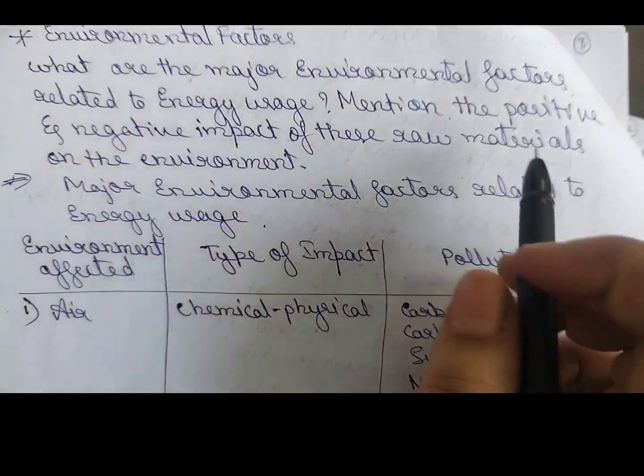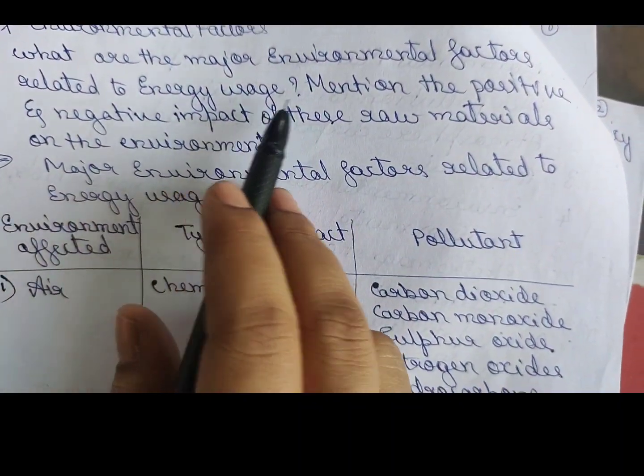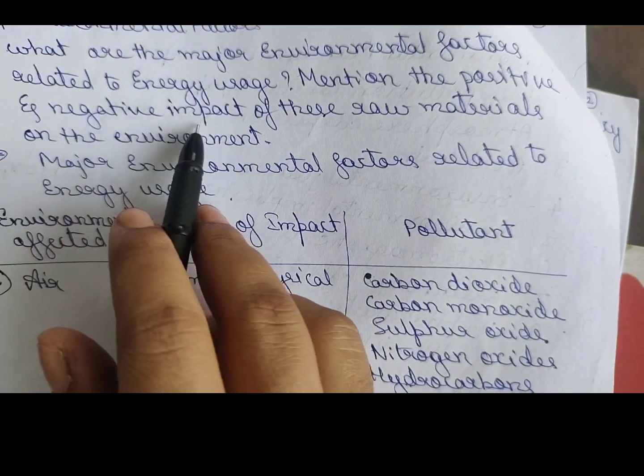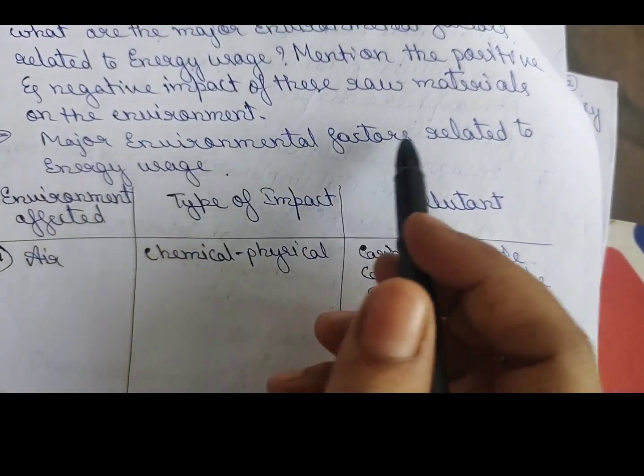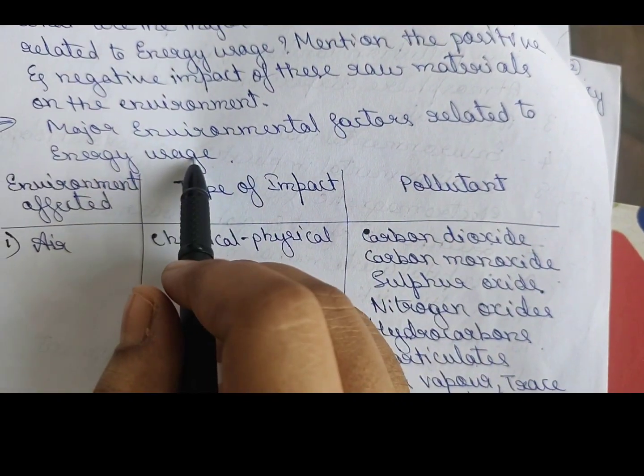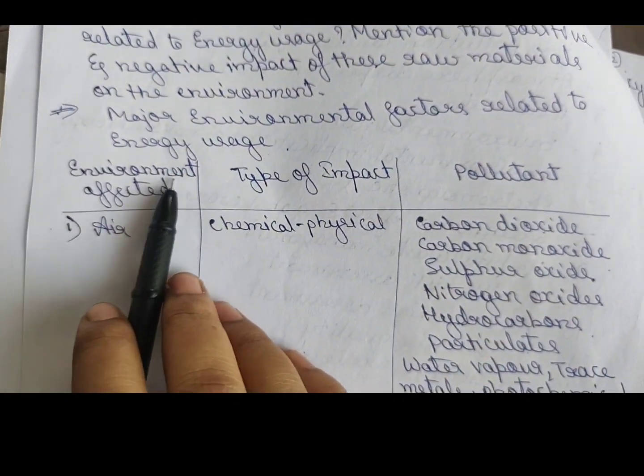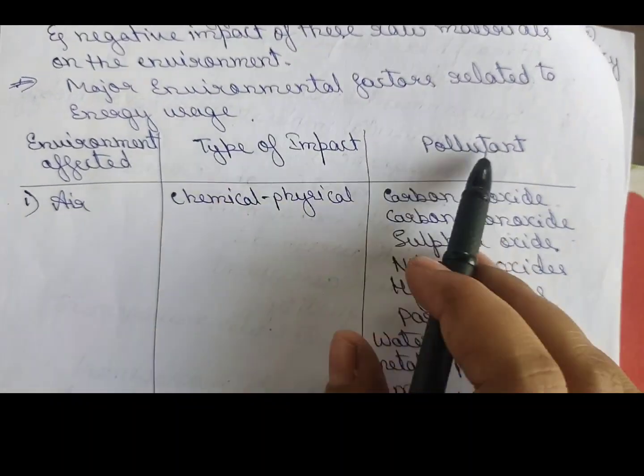What are the major environmental factors related to energy usage? Mention the positive and negative impact of these raw materials on the environment. Major environmental factors related to energy usage: environment affected, type of impact, pollutant.